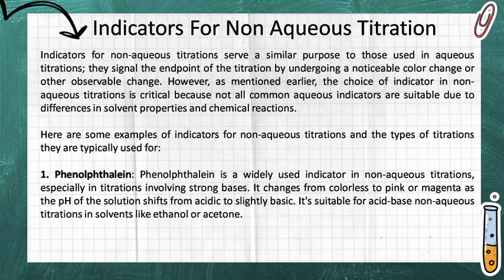First, phenolphthalein. Phenolphthalein is a widely used indicator in non-aqueous titrations, especially in titrations involving strong bases. It changes from colorless to pink or magenta as the pH of the solution shifts from acidic to slightly basic. It's suitable for acid-base non-aqueous titrations in solvents like ethanol or acetone.